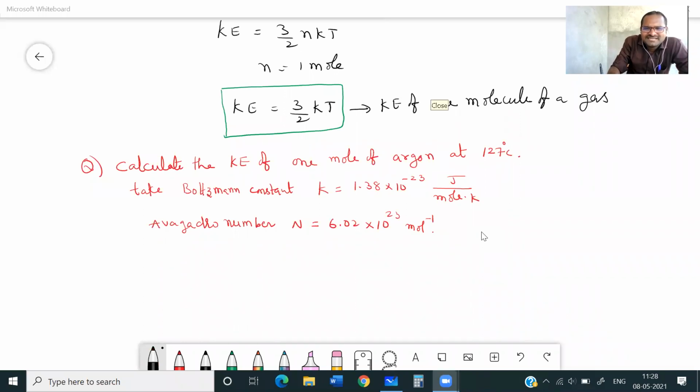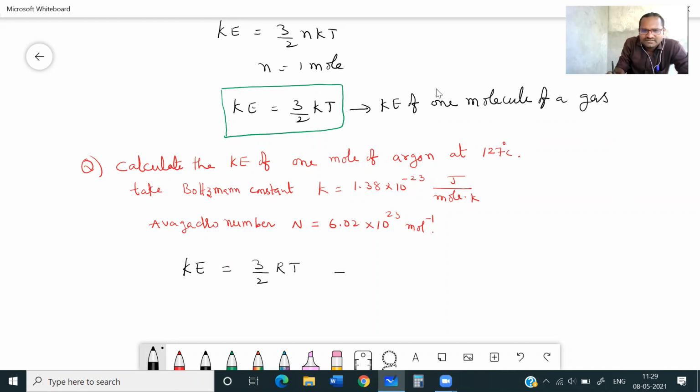Nishal, he is writing 3/2 kT. 3/2 kT is the formula for 1 molecule. But what I am asking is the kinetic energy of 1 mole of a gas. The kinetic energy of 1 mole of a gas formula is 3/2 RT for 1 mole. Clear?